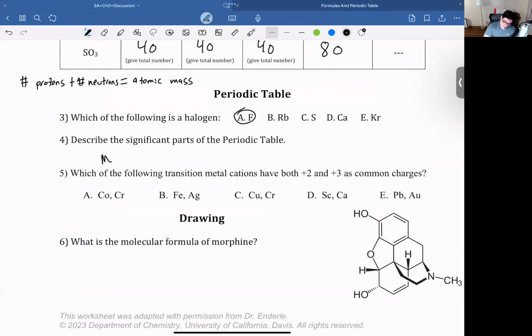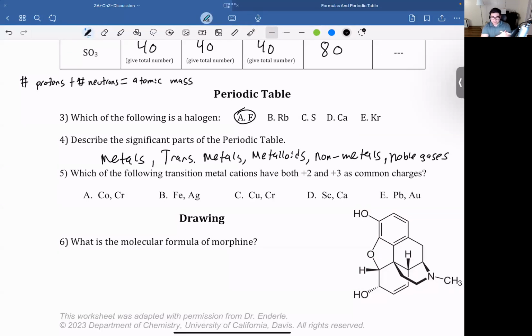So metals, and there's actinides on the bottom, but we won't talk about that. So metals, transition metals, metalloids, nonmetals, noble gases.